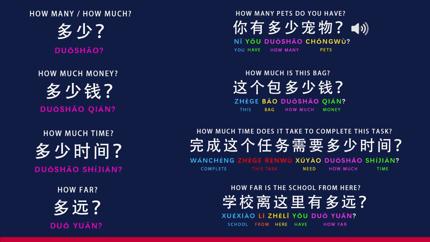你有多少宠物？这个包多少钱？ 完成这个任务需要多少时间？ 学校离这里有多远？ What time? 几点？ How many days? 几天？几点？ What time? This phrase is crucial when you need to know the specific hour of an event, meeting, or any time-related activity.